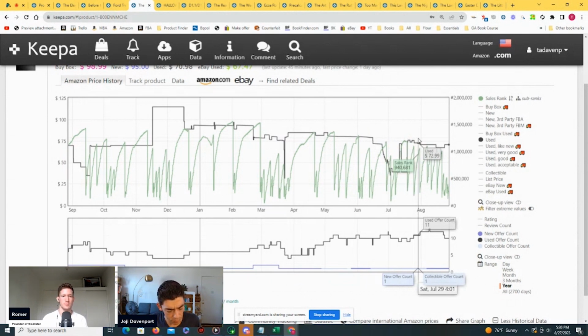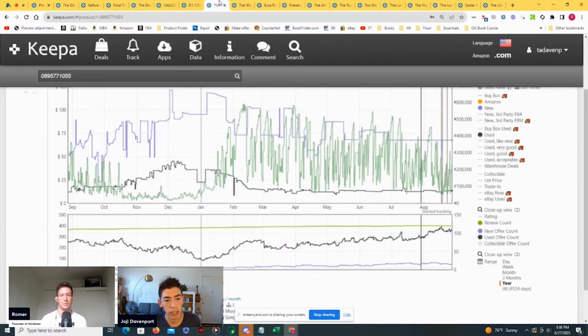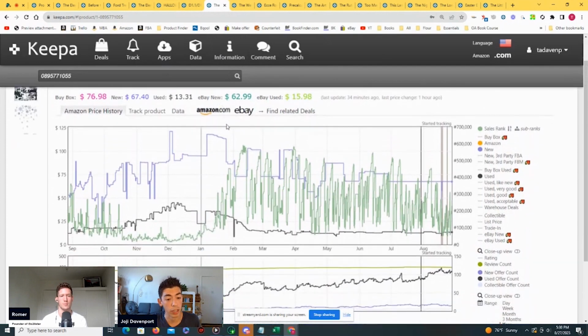So let's go on to the next tip here, and that is to understand the relationship between used offer count and price. So a little lesson here, Avery. What do you know about supply and demand? What's the most basic, simple education you can give us on supply and demand? More supply equals lower price. Okay, and the opposite: when the supply goes down, the price goes up.